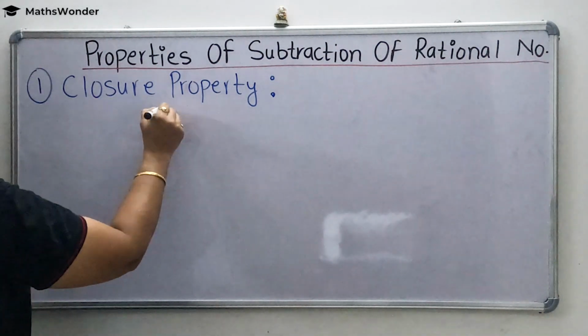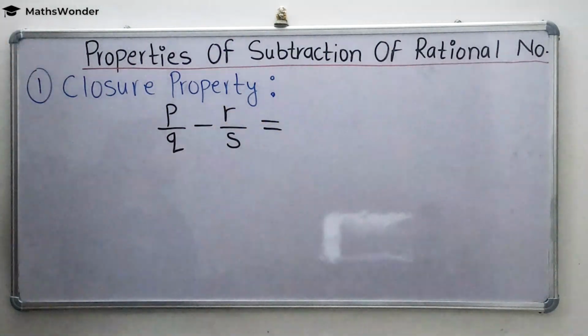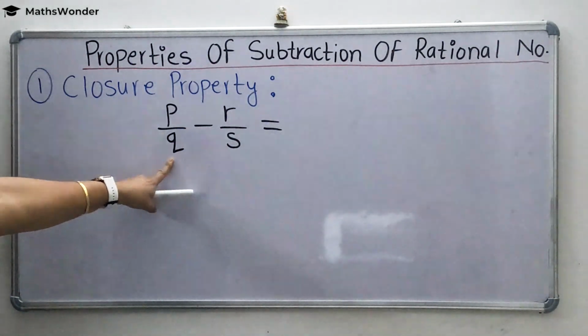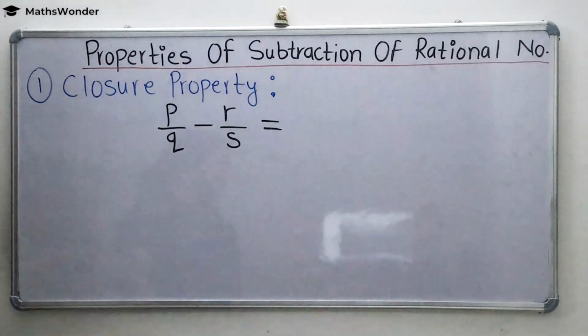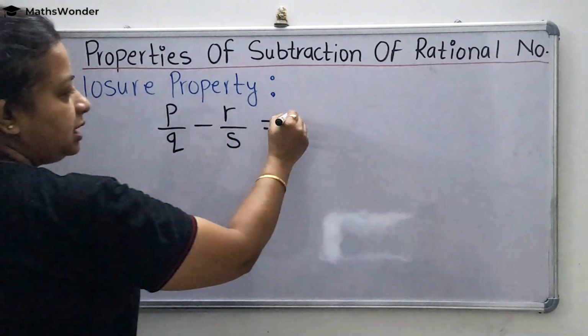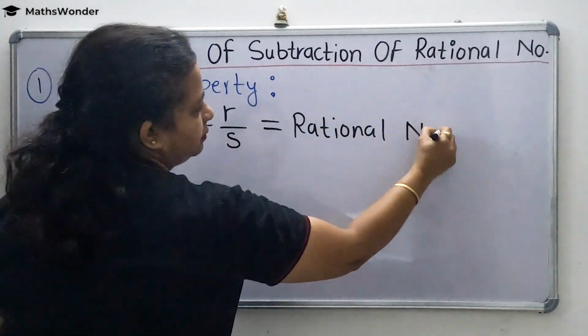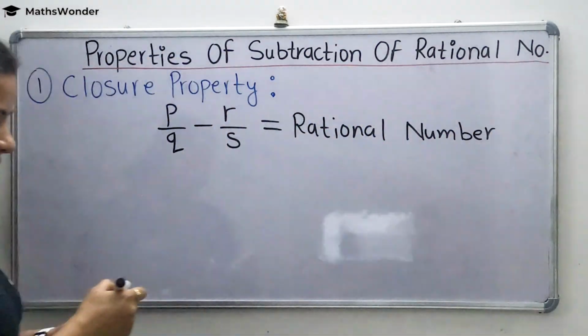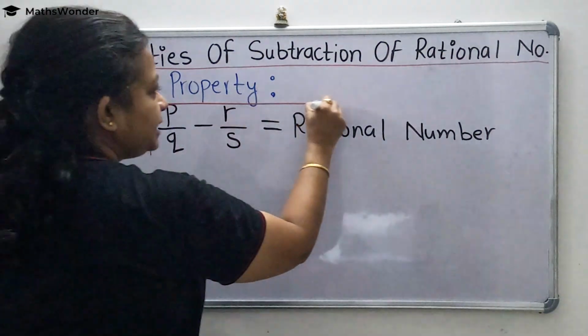So suppose we have P over Q and R over S. When you subtract any two rational numbers, we get a rational number only. So basically, if P over Q and R over S are two rational numbers, then P over Q minus R over S is a rational number only. This is the format of this property, same like addition.